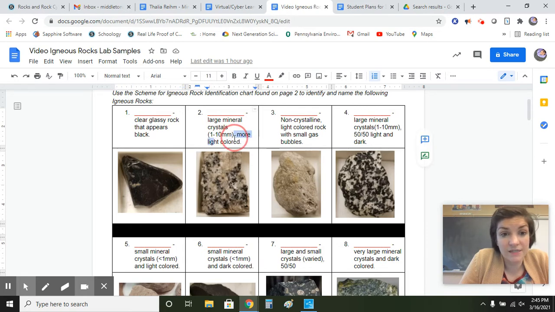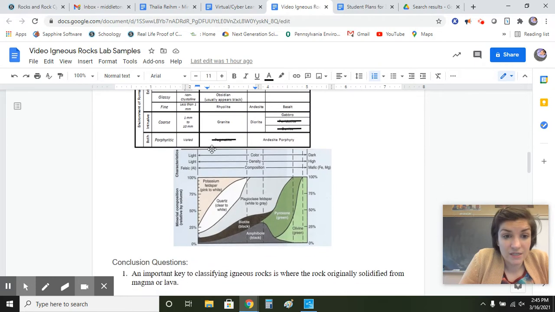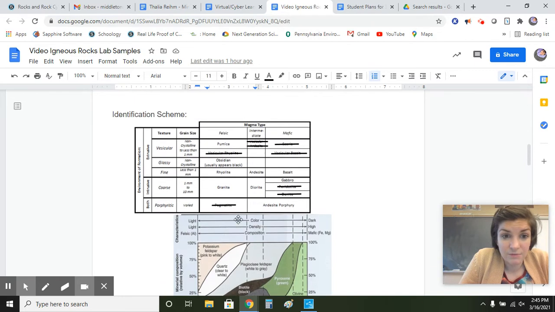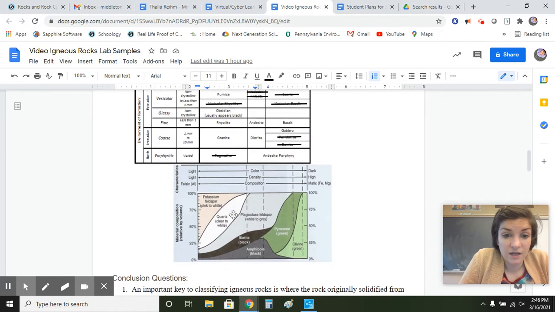If it's ever talking about, hey, it's light colored, if you're not sure where that is, down here it has a color area. So if it's light in color, it's going to be on this side. If it's dark in color, it's going to be on this side of the chart. If it talks about the density being high, high density rocks are going to be over here. Light density or not very dense rocks are going to be on this side. And then composition, if it's felsic or mafic will be over on this side, felsic rocks over here. There is some composition stuff down here that you don't really need to know too much with.